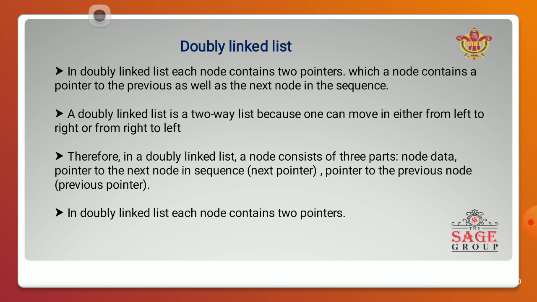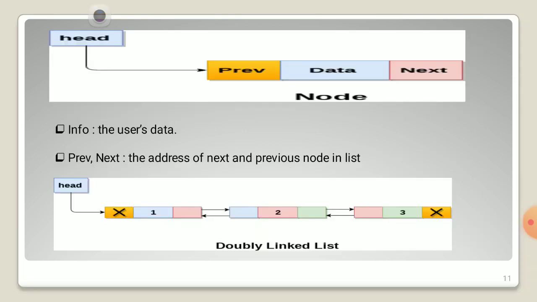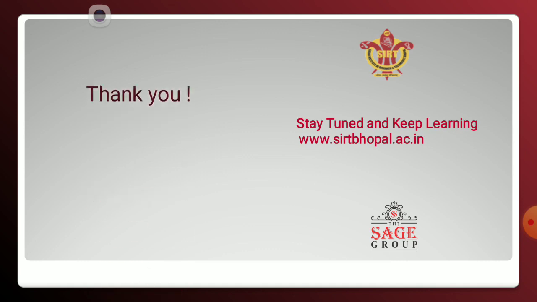Denoted by next address. That means therefore in doubly linked list a node consists of three parts: node data, a pointer to the next node in sequence, a next pointer, then a pointer to the previous node, and previous pointer. In doubly linked list each node contains two pointers. This is an example. Thank you.